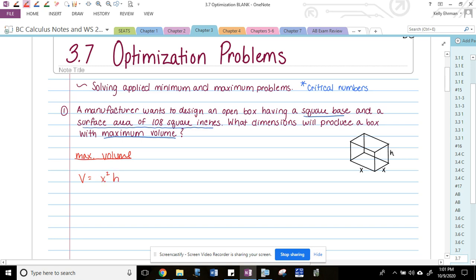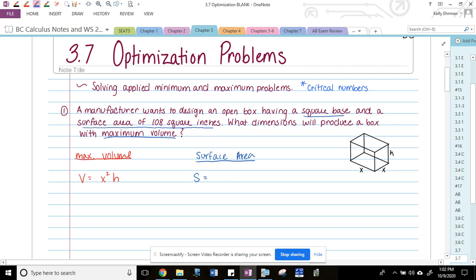Now, in the equation that you're going to be trying to maximize, in other words, the equation that you're going to be taking the derivative of, you don't want to have two variables, because that means you're going to be using some sort of product rule and you might not have all of that information. So they did give you surface area information. All right, so I know that we have a surface area of 108 square inches. I'm just going to say S for surface area before I sub in a number here.